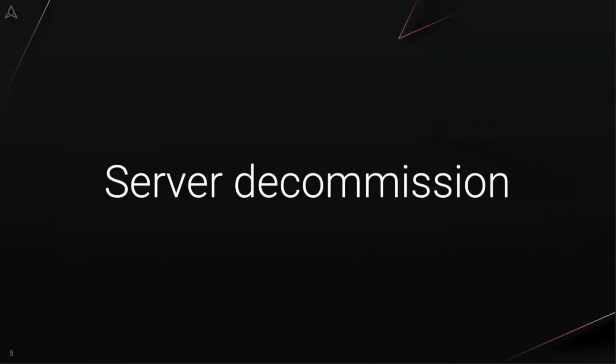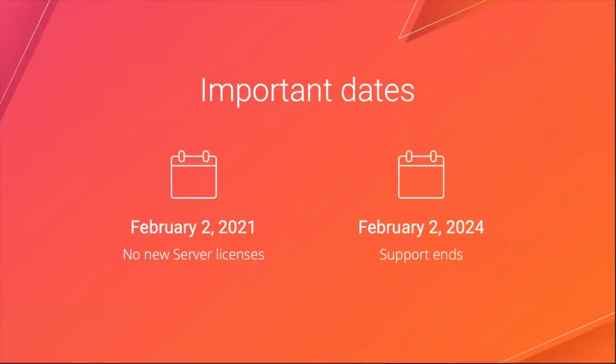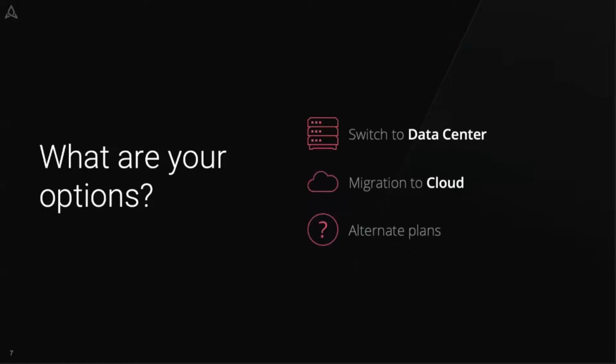All right, so first, why are we talking about migrating off of Jira Server? As you've probably heard, Atlassian stopped selling server licenses in February of this year, and support for server ends in 3 years' time in 2024. So if you're an organization that has Jira at your company, Jira Server, you'll need to either switch to data center, migrate to Atlassian hosted cloud products, or make alternate plans.